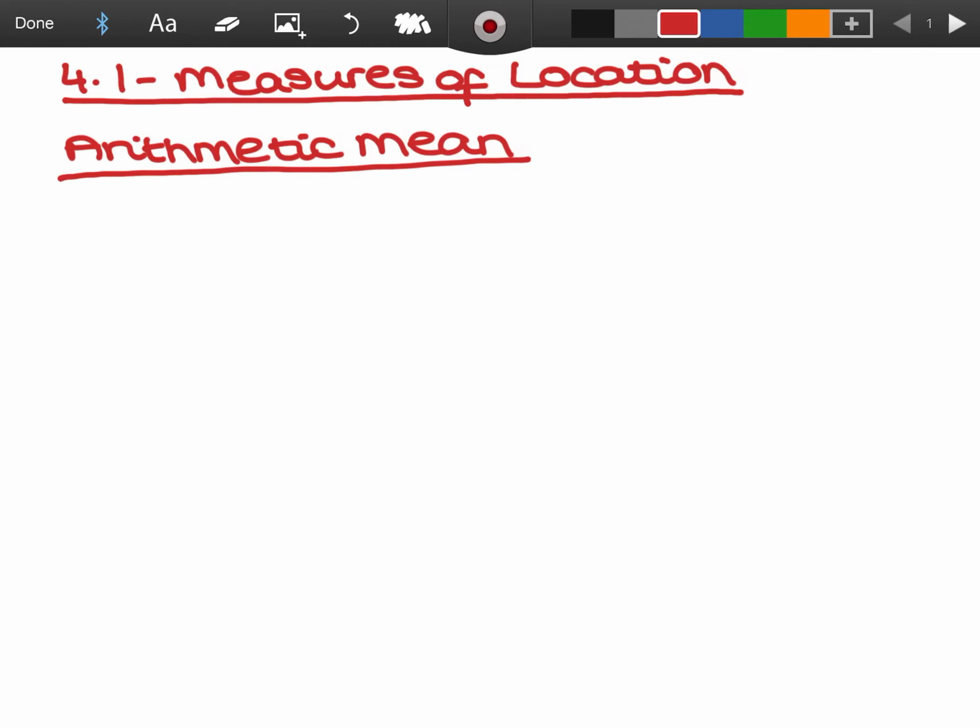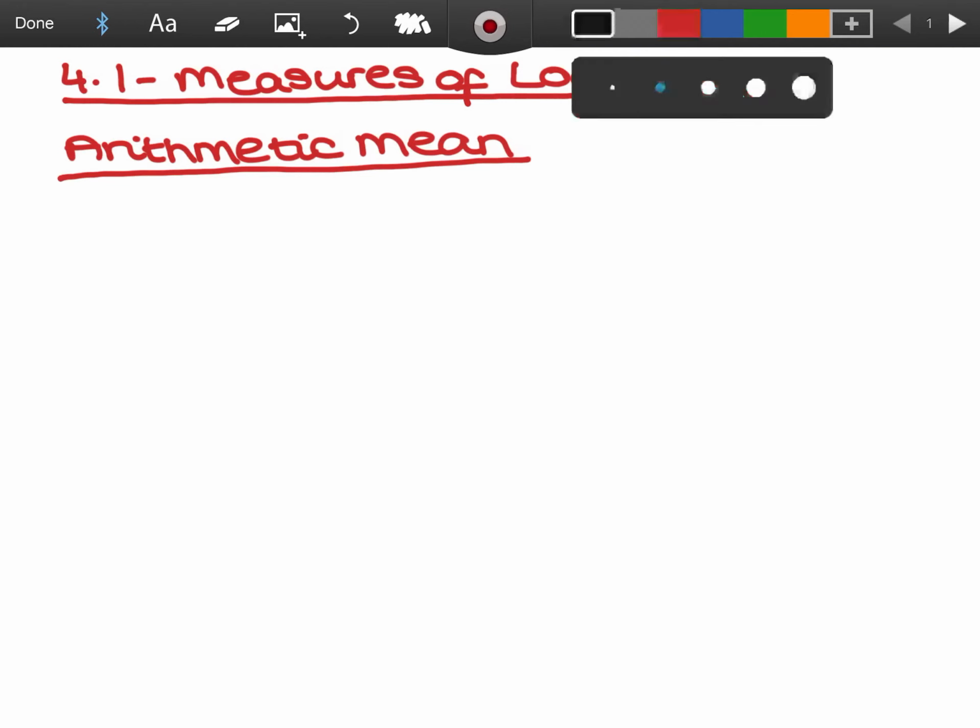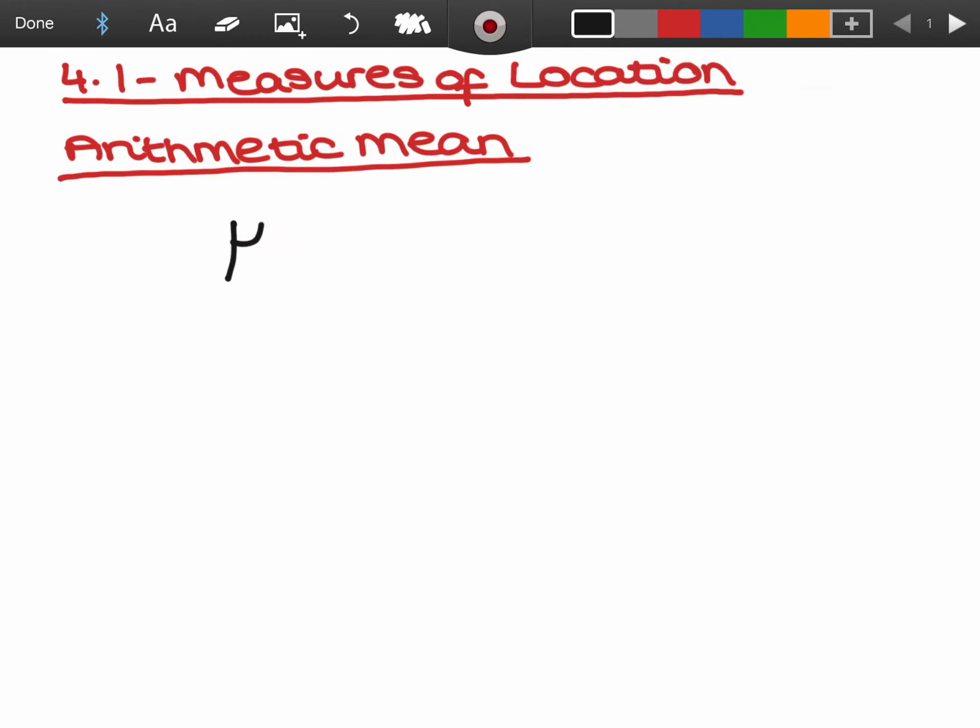So I'm going to start off with the arithmetic mean. That is the mean that we all know, okay? It's the standard average that we can take for a data set, okay? So there's two different ways of writing the mean in terms of notation. We can write it either using this weird symbol called mu, okay, it's a Greek symbol, or we can write it using x with a bar above it, okay? We call that x bar, okay?